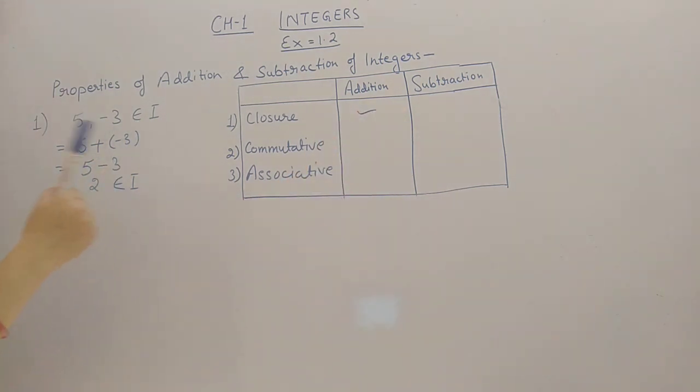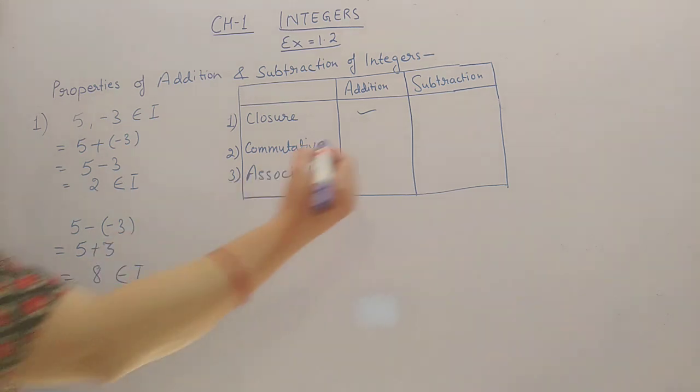Now we will check the same property for subtraction also, with the same example. If I subtract these two integers, 5 minus -3, then minus and minus will become plus. It will become 5 plus 3. Answer is 8, and we know 8 is also an integer. It means for subtraction also this first property is fulfilled.